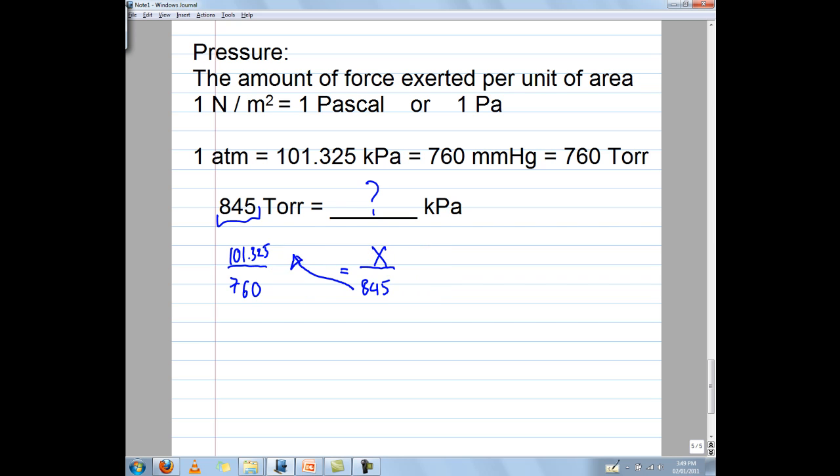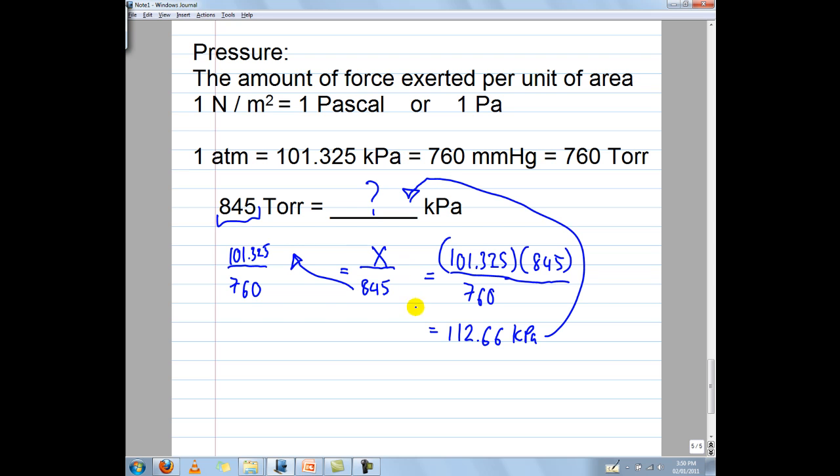So I multiply up over here, 101.325 times 845 divided by 760, and that gives you 112.66 kilopascals, which I can then plug in over here, and I'm done converting.